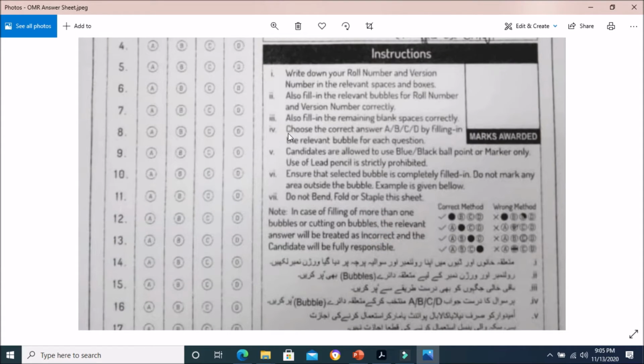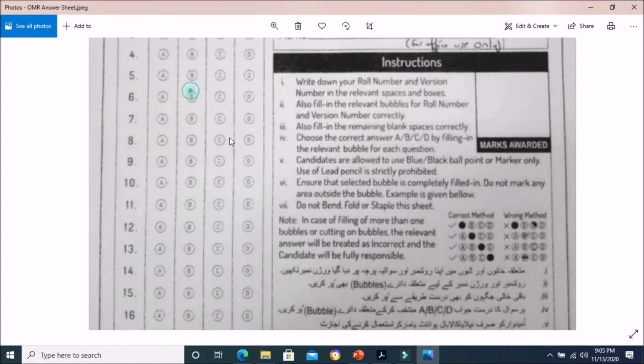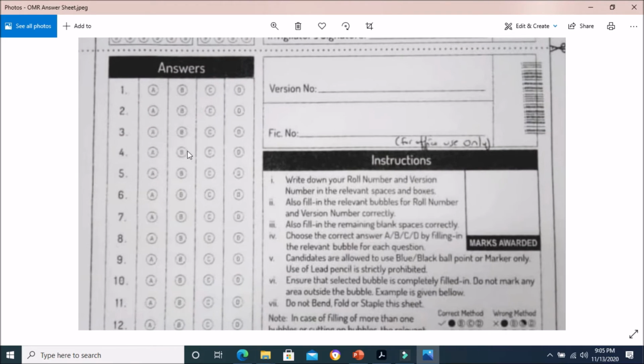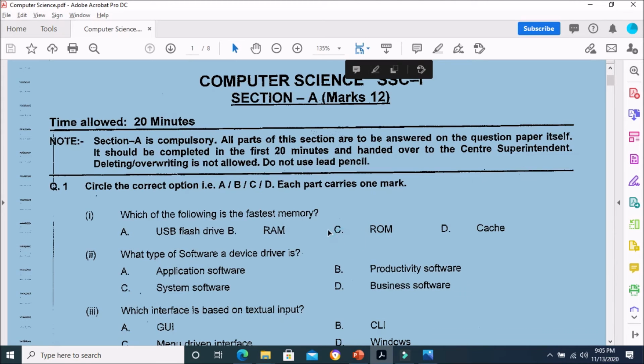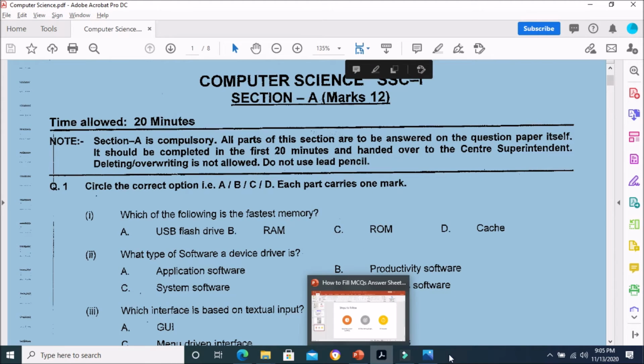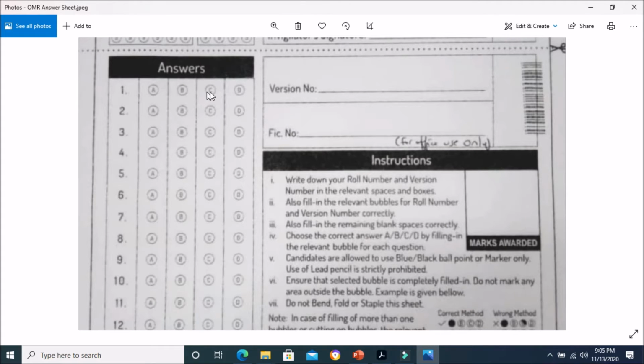If you see the next, 4th instruction, choose the correct answer A, B, C, D by filling in the relevant bubbles for each question. On the left side you can see, for question 1, question 2, question 3, you are going to fill these bubbles in a proper way. It means you are going to read the question paper, see what the question is, and find out the answer. For example, the answer is C. You are going to fill C in question number 1.